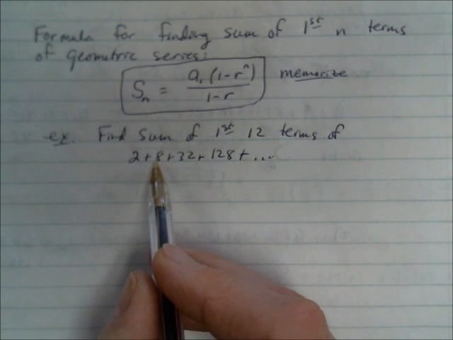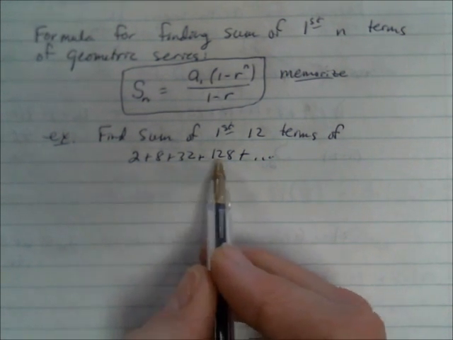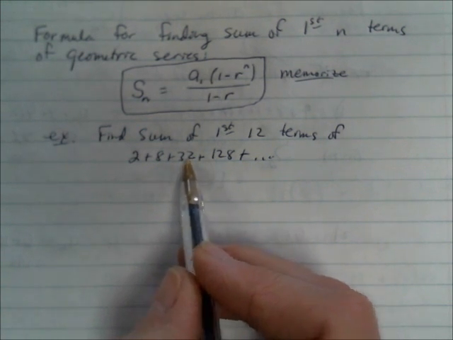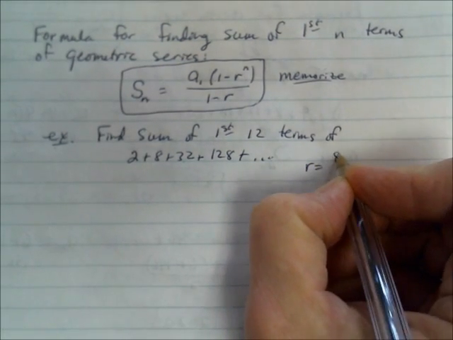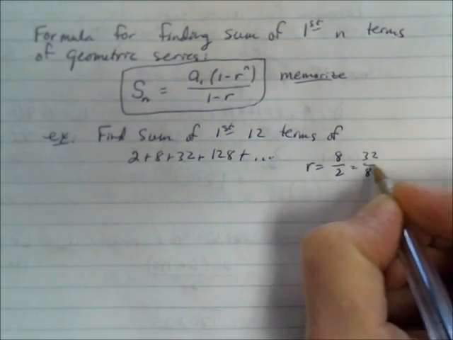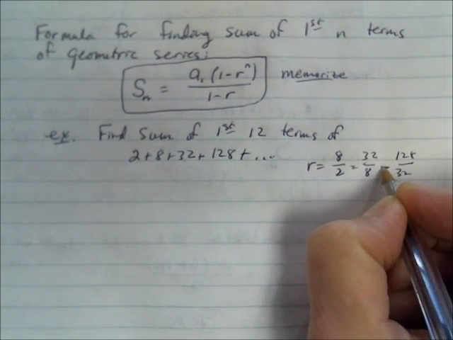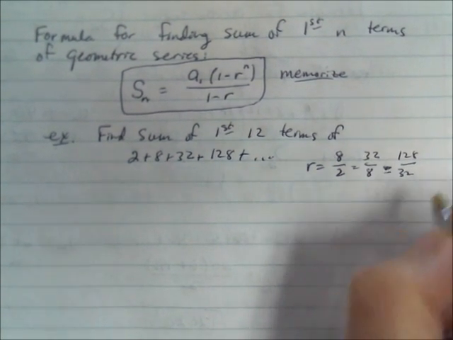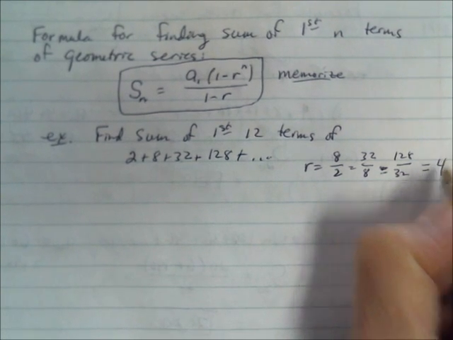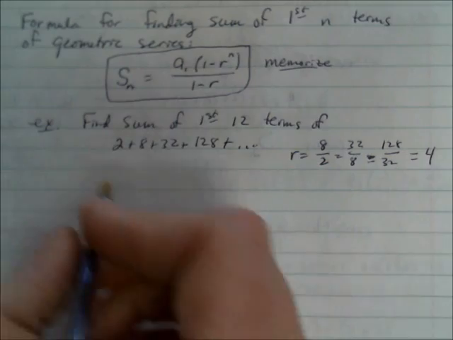And we know that this is geometric because 8 divided by 2 is the same thing as 32 over 8, is the same thing as 128 over 32. So the R value is 8 over 2, which is 32 over 8, which is 128 over 32. Anytime you divide two consecutive terms, if you always come up with the same number, that's the common ratio. So this common ratio is 4.